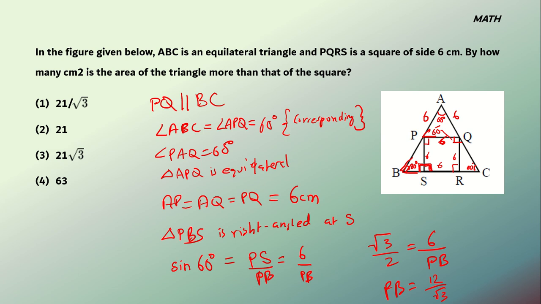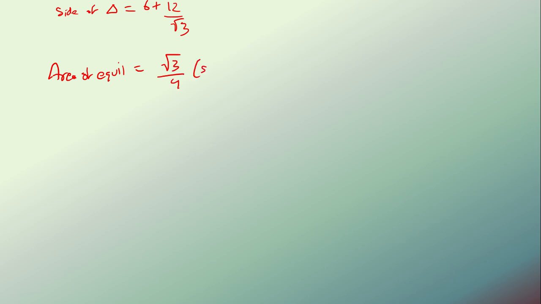And so we can say the side of the equilateral triangle is equal to 6 plus, if we look at it, it's the sum of both of the sides, we'll get 6 plus 12 by root 3. And so the area of an equilateral triangle is equal to root 3 by 4 into side squared. So this will be equal to root 3 by 4 into 6 plus 12 by root 3, the whole squared.